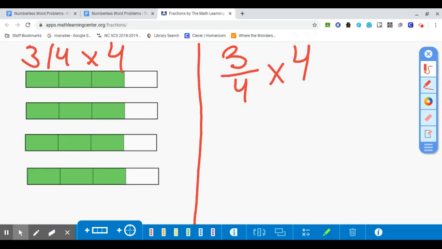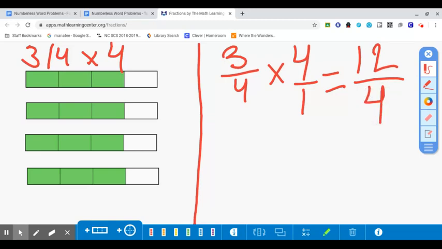I have 3/4 times 4. And if you remember from a previous video, when we multiply, we set that fraction up 3/4, 4 times. So we're doing 3/4 times 4, okay? And when we come over to our workspace, you've learned that you can set that 4 up as a fraction, 4 over 1, and you can multiply across. Well, 3 times 4 is 12. 4 times 1 is 4, okay?